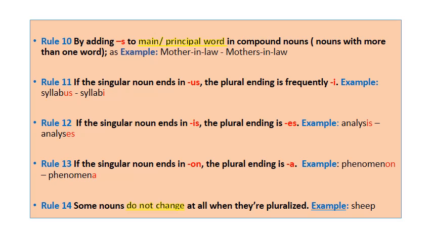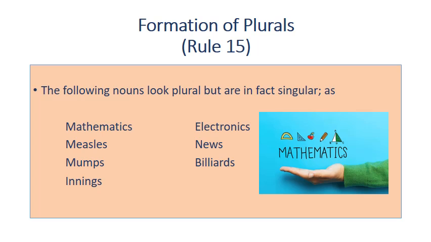Rule number 14. Some nouns do not change at all when they are pluralized. And the example is sheep. Sheep is used in both the forms, singular as well as plural. There are some nouns which look plural but are in fact singular. Examples are mathematics, measles, mumps, innings, electronics, news, billiards. Dear students, see, all these examples end in S. They look plural, but in fact, all these examples are singular.